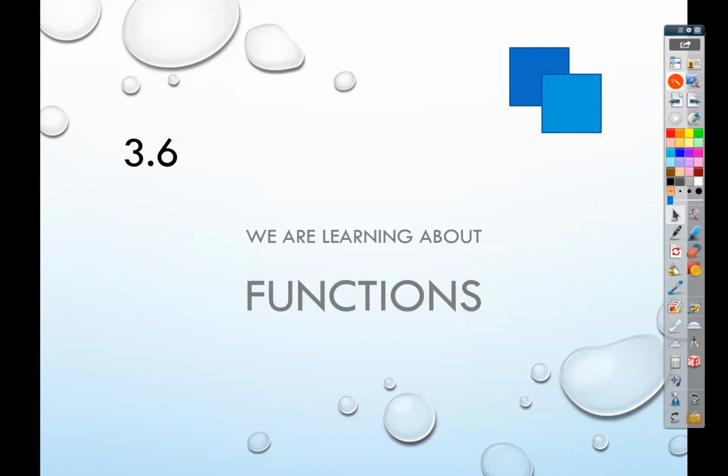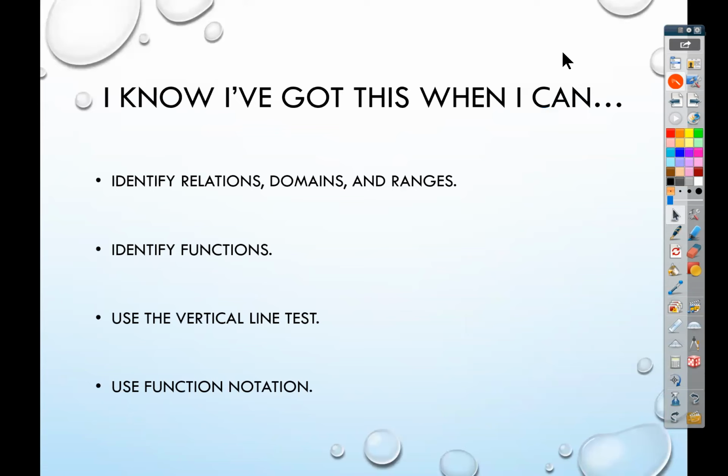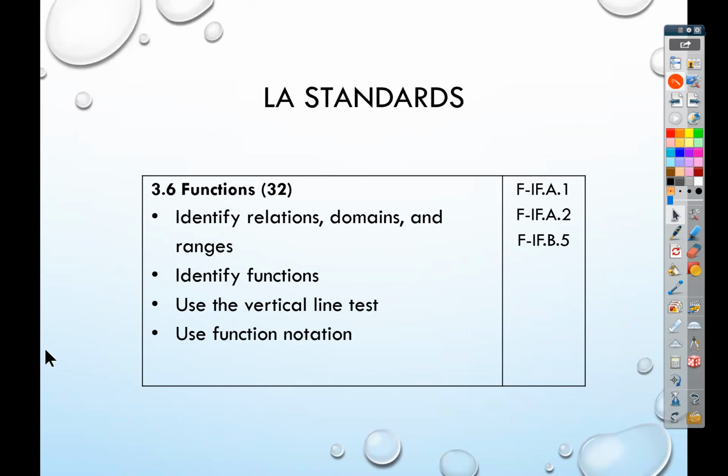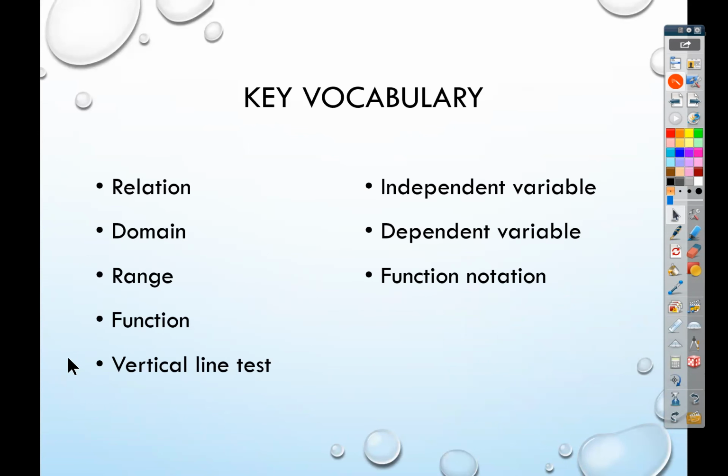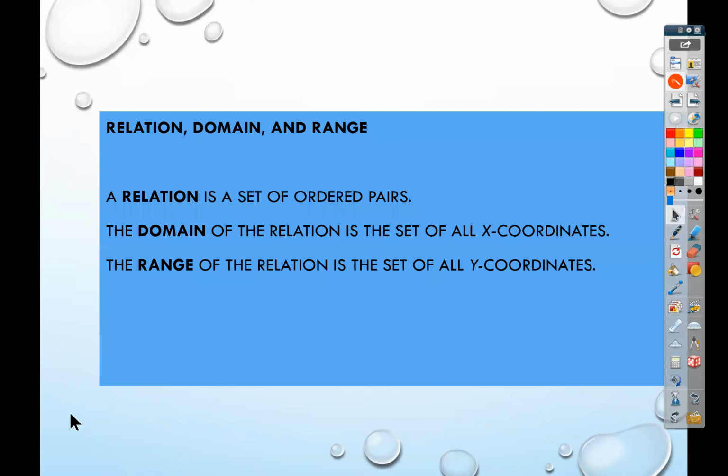Hi, we are learning about functions today. So I know I've got this when I can identify relations, domains, and ranges, identify functions, use the vertical line test, and use function notation. So key vocabulary is relation and domain and range, function, vertical line test, independent and dependent variables, and function notation.